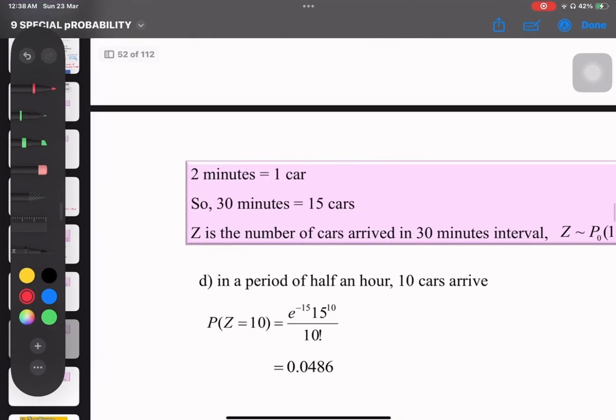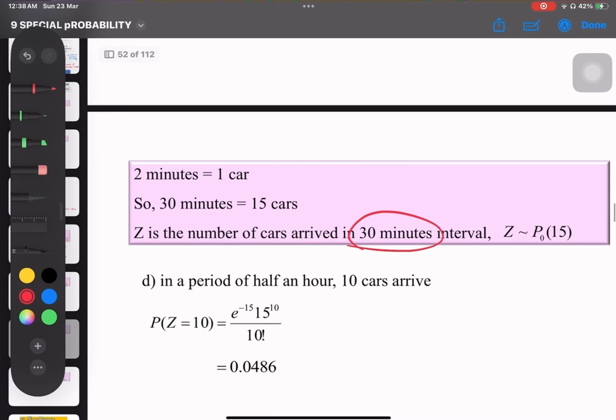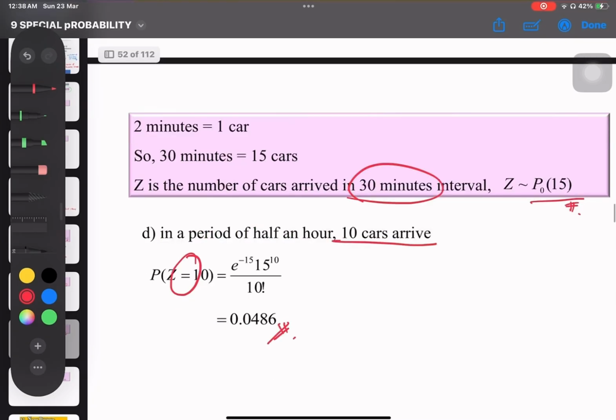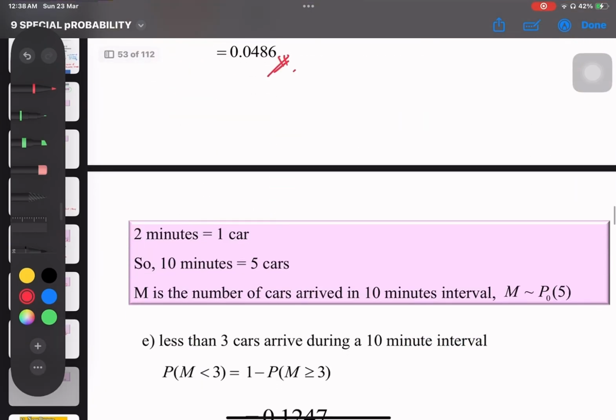For question D, we need to find the probability that in a period of half an hour, 10 cars arrive. Same as the previous question, we need to find the new mean, that is 15. So we need to use the Poisson formula for this question. The final answer is 0.0486.